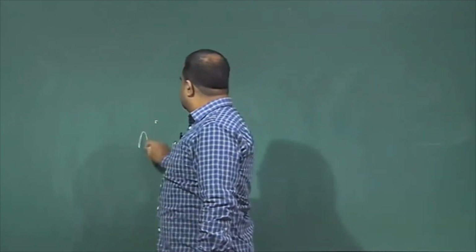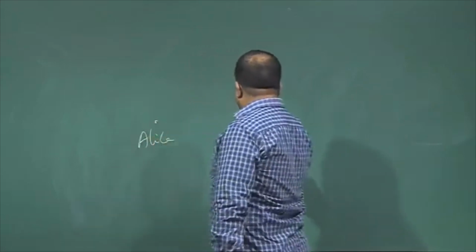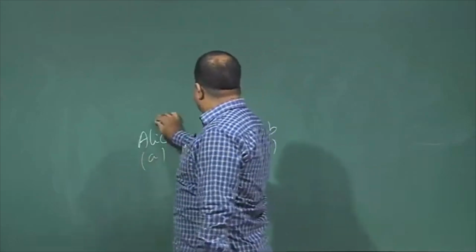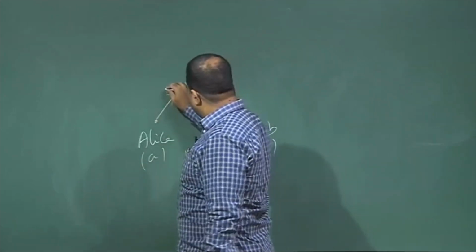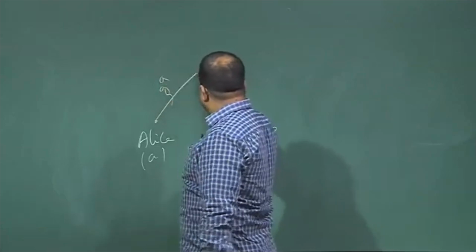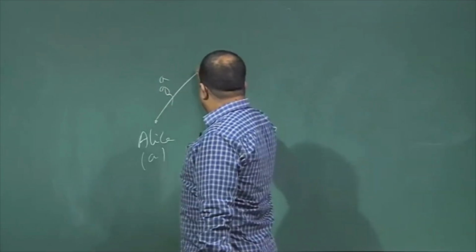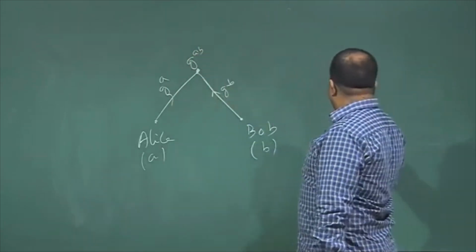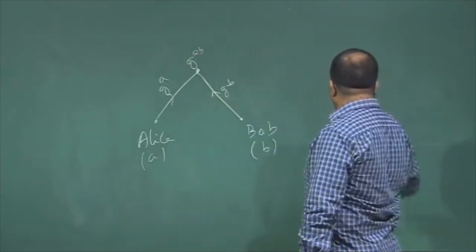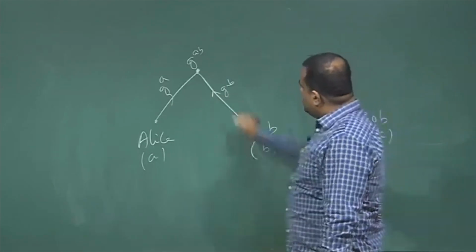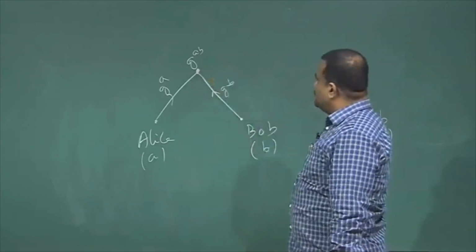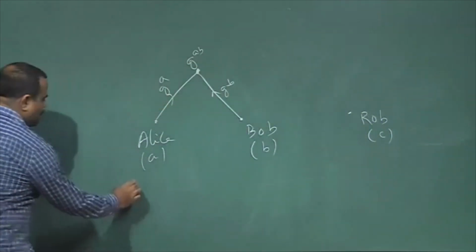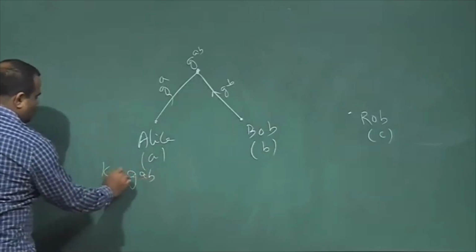We are using Diffie-Hellman. Alice and Bob choose a and b, send g to the power a and g to the power b, and compute g to the power ab. This is the key they compute. Rob holds g to the power c. Now Alice and Bob have agreed on a common key g to the power ab mod p. So this is with both parties, g to the power ab, this is the k.